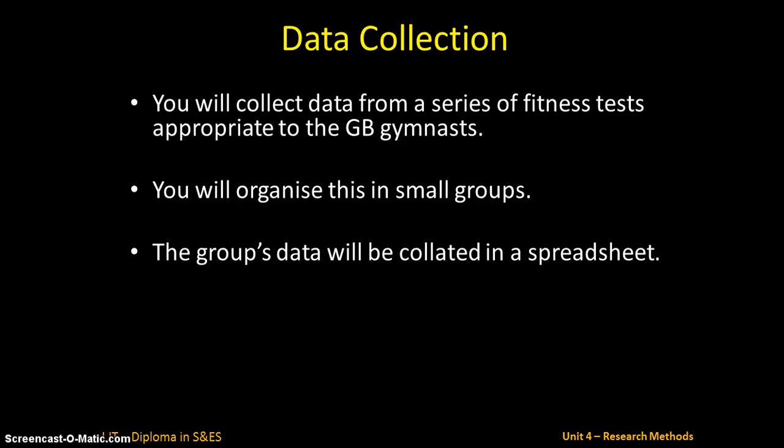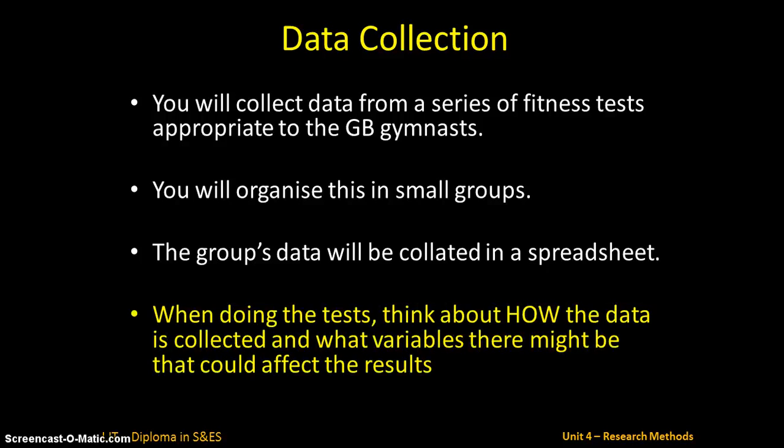So in the scenario of the Great British Gymnast, you're going to do several tests within your group. You're going to, in small groups, collect data from these tests, and we will put all that data together in a spreadsheet. And then just remember that when you're actually doing the test and collecting the data, to be thinking about how you're collecting the data, what protocols your group or other groups are using to collect the data, and if you think there might be any variables that affect your results that might make them different from somebody else, based on these 4 key issues that we've just talked through.